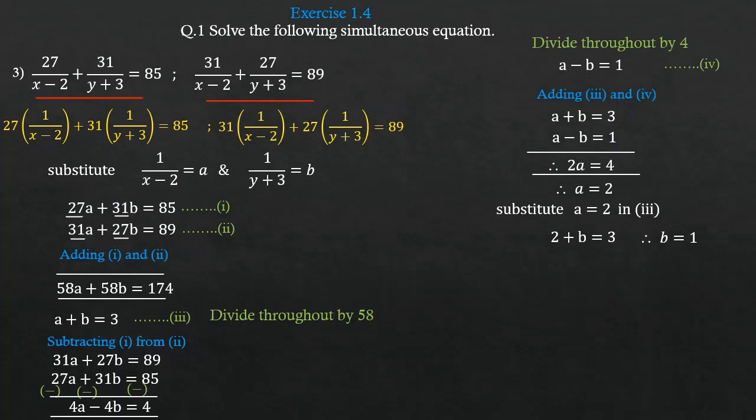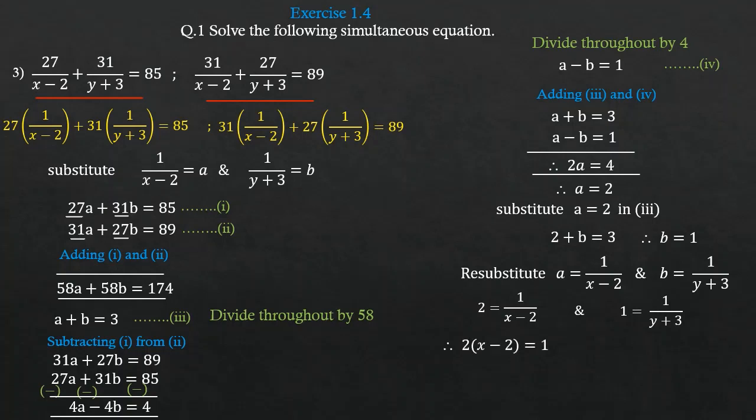Now for finding the value of x and y, we have to do resubstitution. So we write, resubstitute a is equal to 1 upon x minus 2 and b is equal to 1 upon y plus 3. The value of a that we obtained is 2, so we get 2 is equal to 1 upon x minus 2, and the value of b is 1, so we get 1 is equal to 1 upon y plus 3.